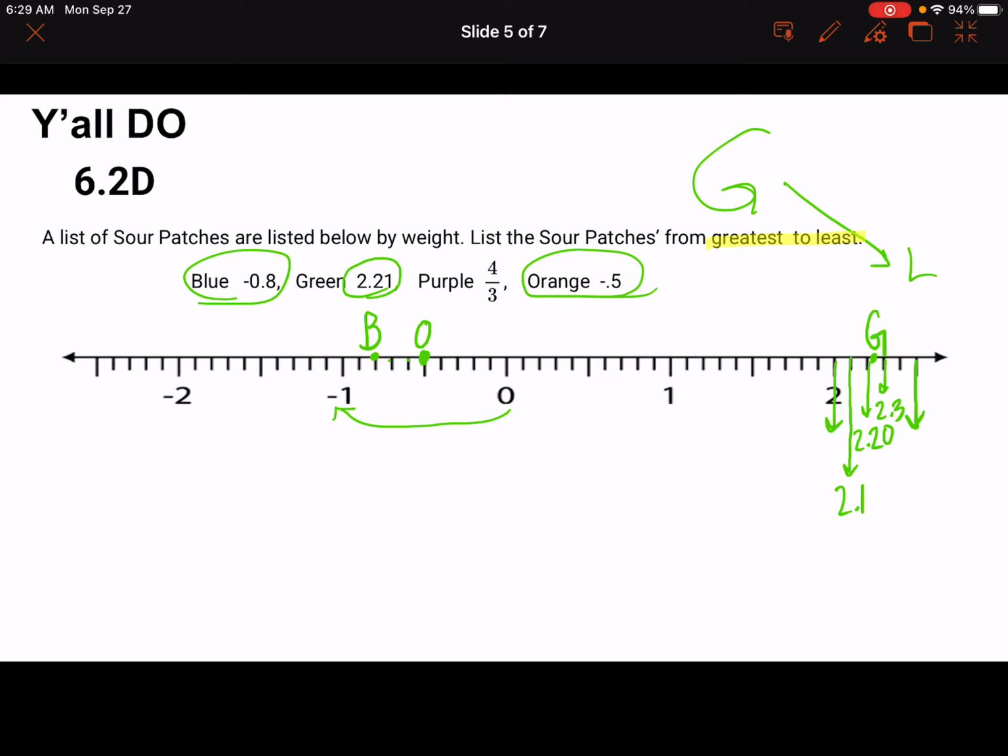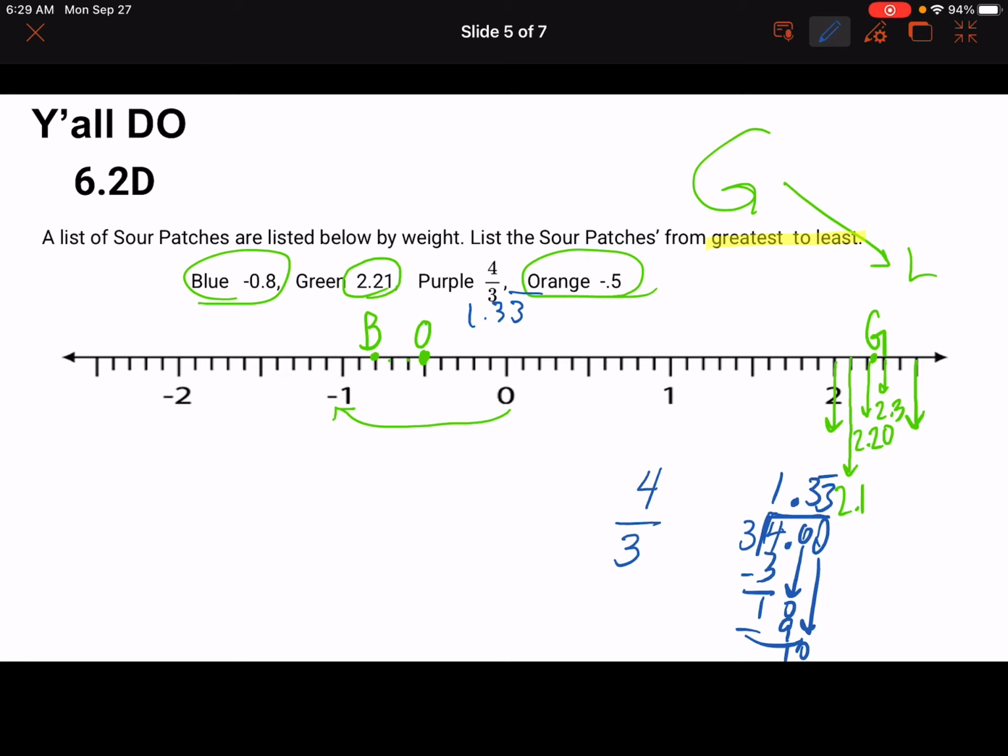Purple. I have an improper fraction of 4/3. I can simplify this by dividing or finding the equivalent decimal form. 3 goes into 4 once. Add a decimal and a 0. Bring your decimal up. 3 goes into 10 3 times. Add another 0. 3 goes into 10 3 times again. It seems like we're repeating.